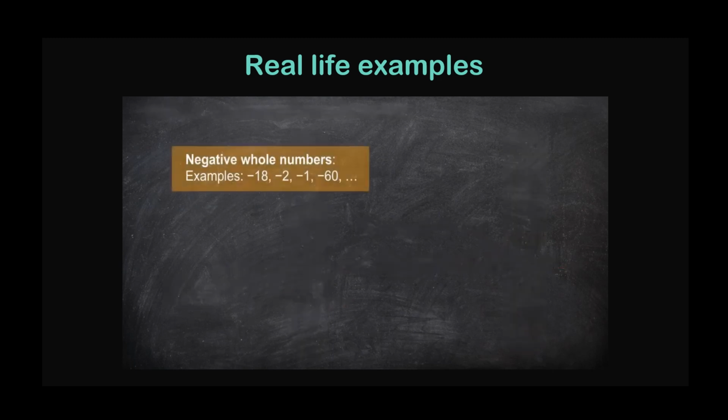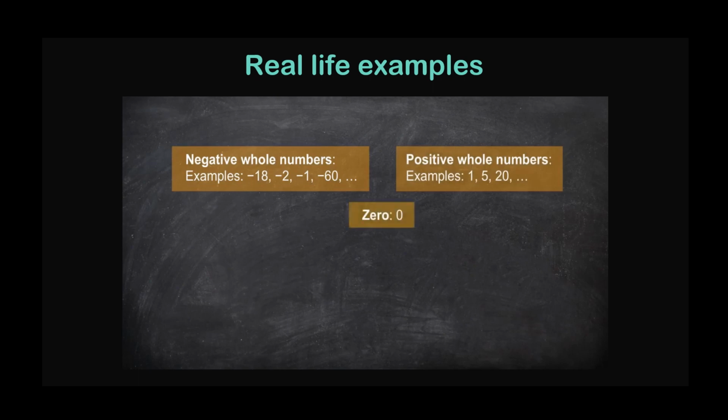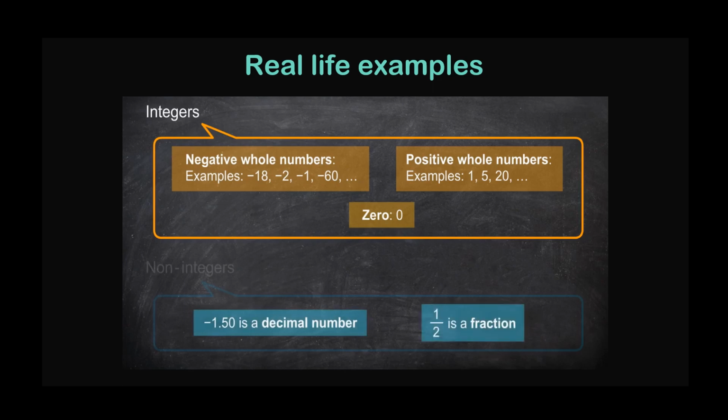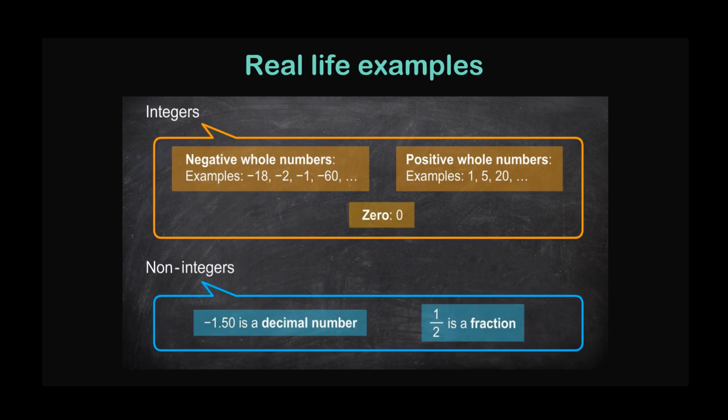The group of all the negative whole numbers, positive whole numbers, and 0 are called integers. Any decimal numbers or fractions are non-integers. Hence, integers do not include any decimal numbers or fractions.